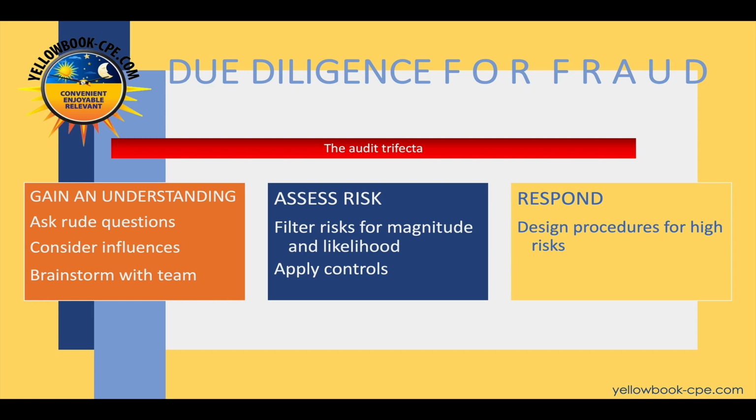Once you do that, you need to filter through those ideas. We're going to move to the blue box now. You filter through those ideas and decide which ones are actually probable. You rank them for magnitude and likelihood, and then you consider whether they have any controls in place to prevent these frauds. And if you're still going, I think this fraud is probable or could actually happen, then you do some testing to make sure that fraud is not occurring, right?